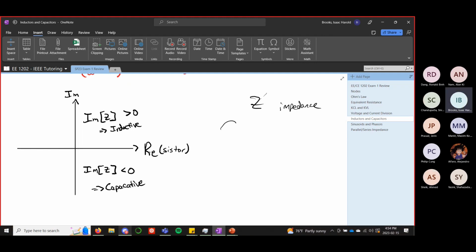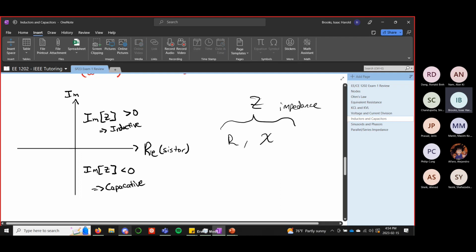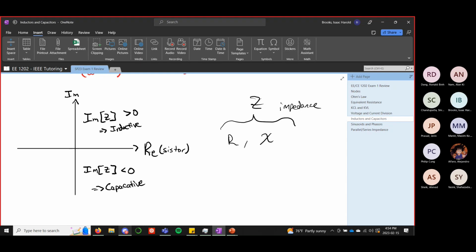And that kind of is like an umbrella that covers resistances and reactances and all that. So you can just usually say Z for impedance. So if the imaginary part of your total impedance is positive, that's an inductive circuit. And if the imaginary part of your impedance is negative, that's capacitive, right?